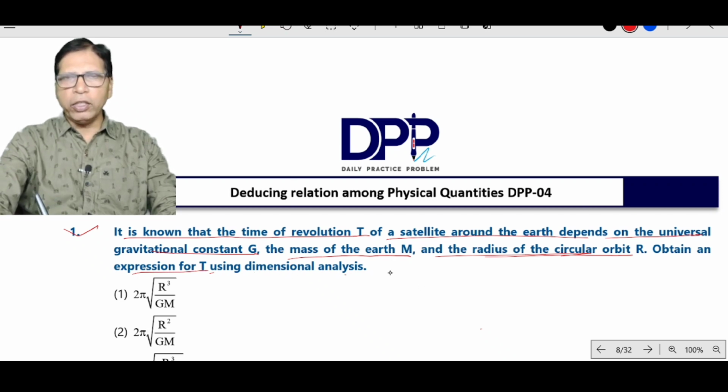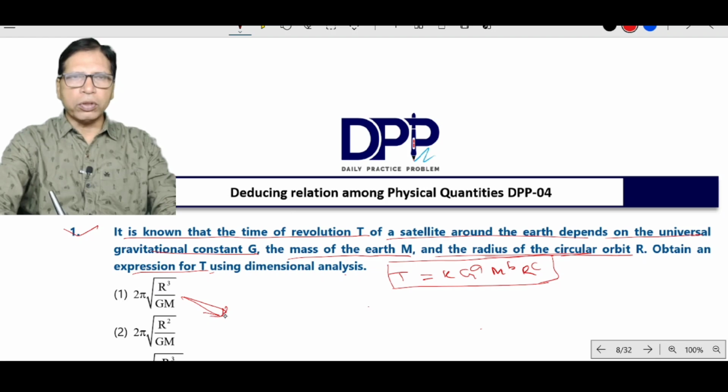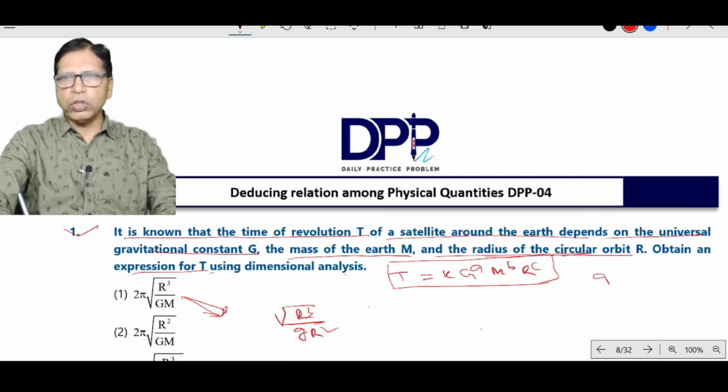So look at this. You can establish this relation: T equals K, some constant, times G to the power a, M to the power b, and r to the power c. But this is the most lengthy process. Now take these options. Look at this. Here root over r cube by GM. GM means g r square, because you know g equals GM by r square. So GM equals g r square.